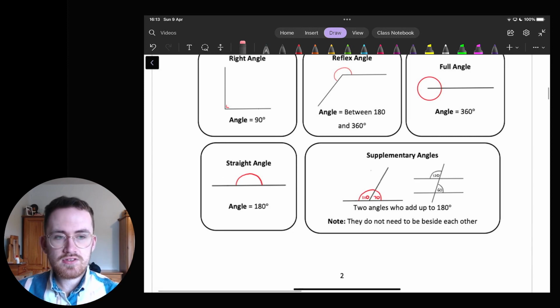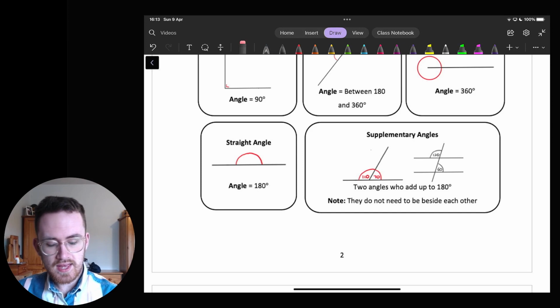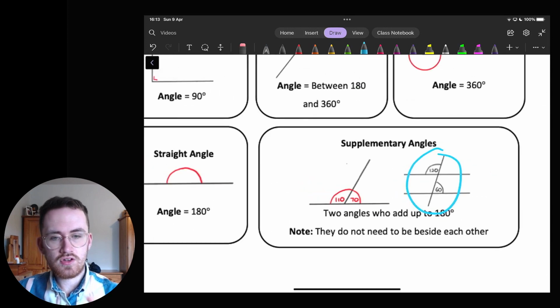So supplementary angles are two angles that add up to 180 degrees. Like we have here, if you have 110 plus 70 on a straight line, that will give you 180 degrees. But we can also have, like in this example, one angle up here which is 120, and another angle down below which is 60, and those would be considered supplementary angles because they add up to 180 even though they're not beside each other.